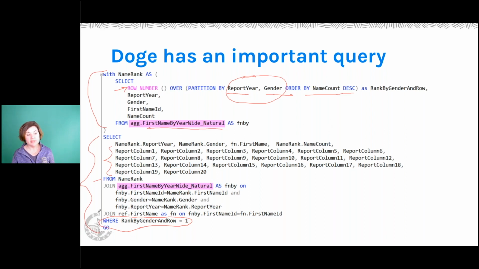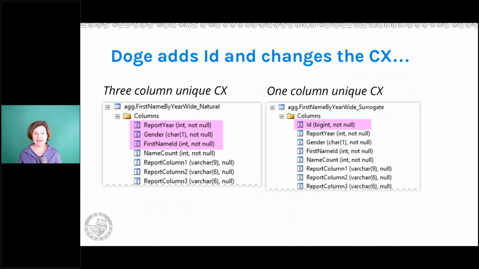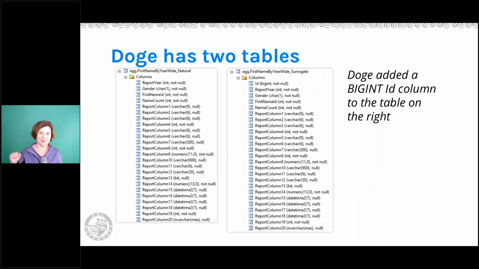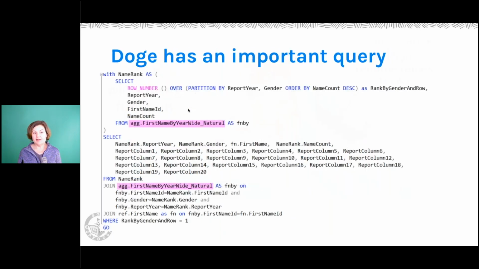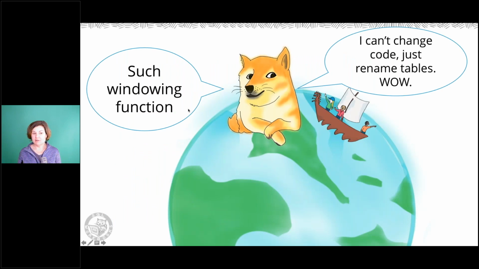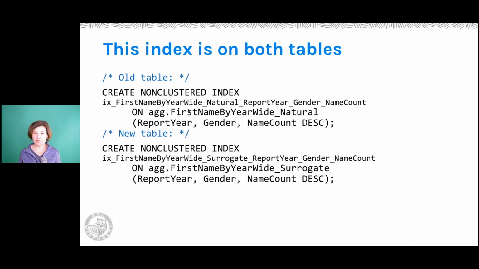We are also joining to ref.firstname to decode the name and not just return the ID, but to also return the name itself, because this is our table that actually is normalized. This isn't our garbagey table that's both normalized and denormalized. We don't actually have first name in this table. We just have first name ID. So the question here is, how do we index for this and make it work?